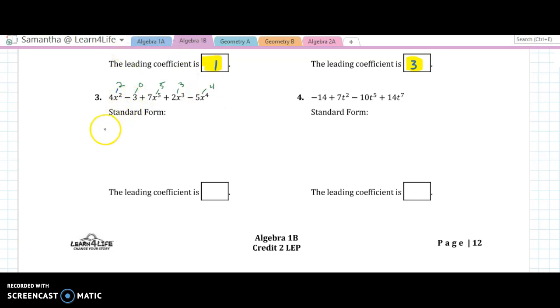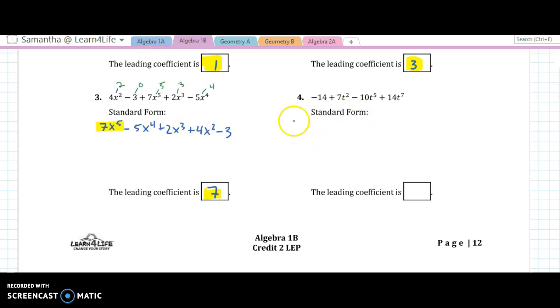So then we're going to write this one first because it has the largest degree. So 7x to the 5th minus 5x to the 4th plus 2x to the 3rd plus 4x squared minus 3. And then the leading coefficient we get from this term, and that leading coefficient is 7.